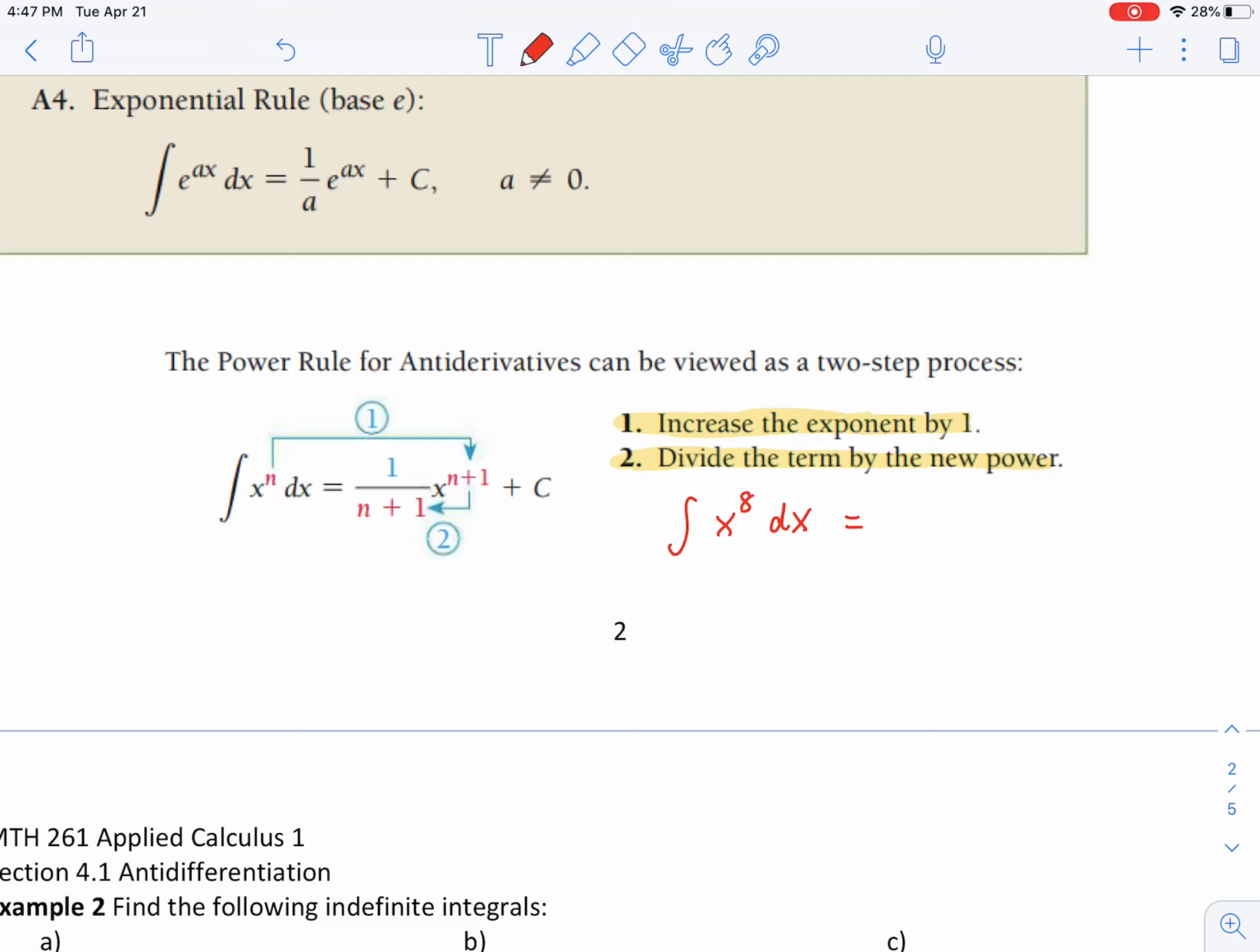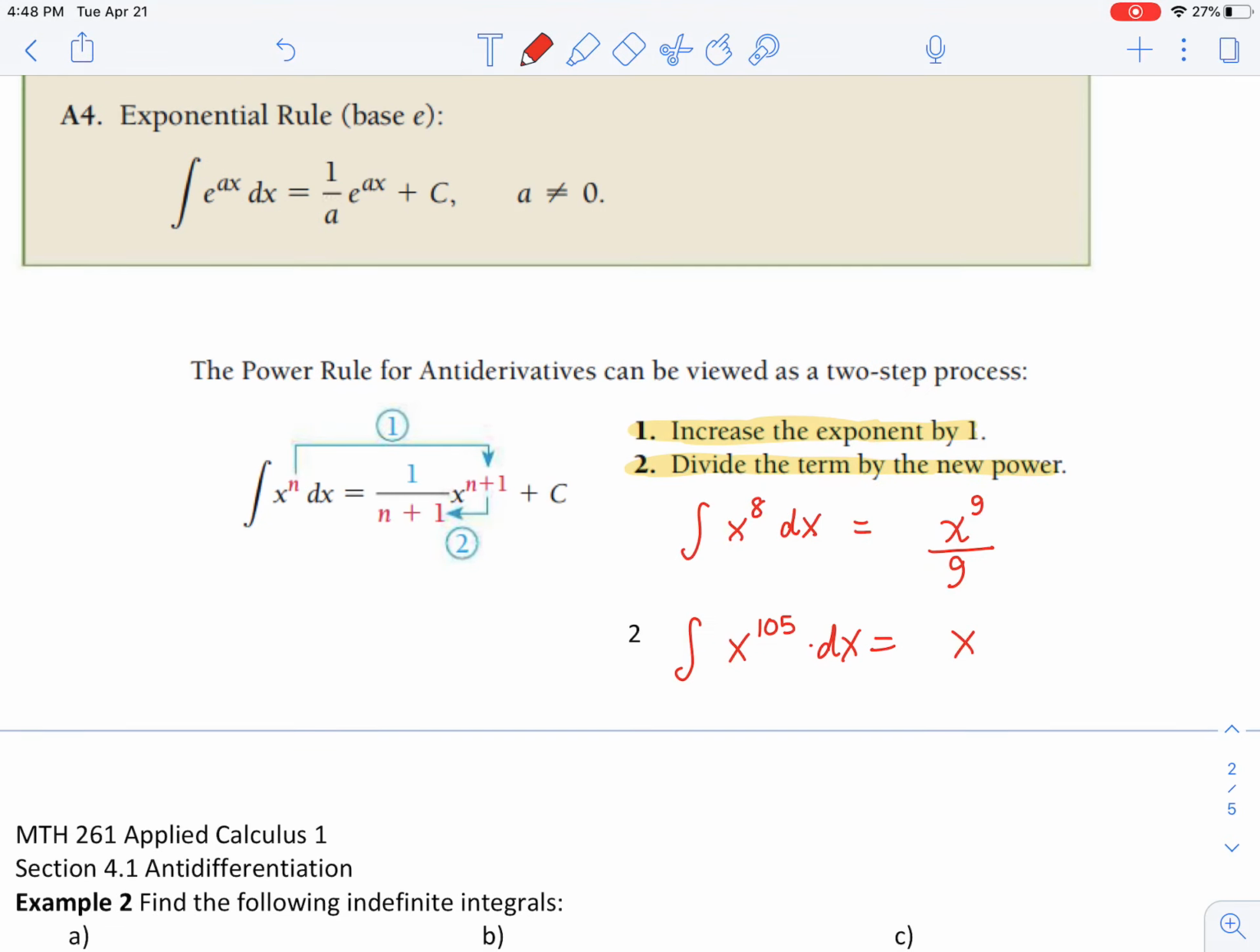Let me do an example on this very page and then I'll go to the next page. What if you're asked to find the antiderivative of x to the 8th power dx? Well, increase the exponent by 1. What's that going to be? x to the 9th power. And then you're going to divide this by the new power of 9. What if you had x to the, let's say, 105 dx?